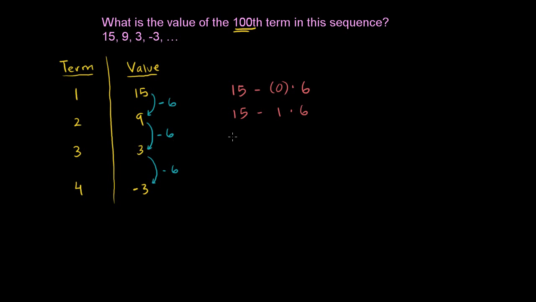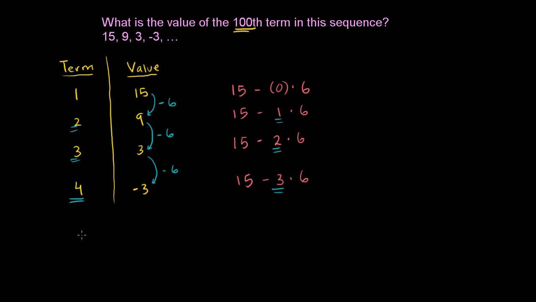Now what's happening here? This is 15 minus 2 times 6. We're subtracting a 6 twice. What's the fourth term? This is 15, and we're subtracting the 6 three times, so minus 3 times 6. So if you see the pattern here, the fourth term has a 3, the third term has a 2, the second term has a 1.